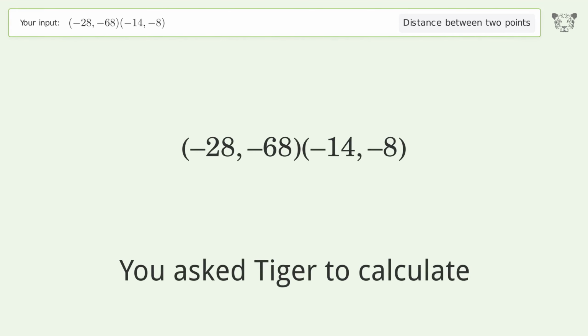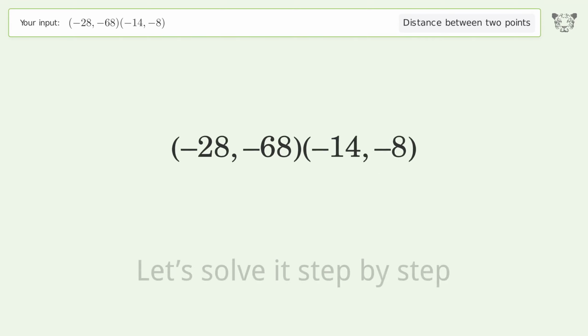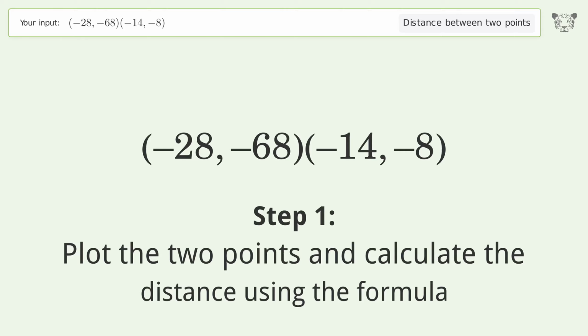You ask Tiger to calculate. This deals with the distance between 2 points. The distance between the 2 points is the square root of 3,796, or 61.612. Let's solve it step by step. Plot the 2 points and calculate the distance using the formula.